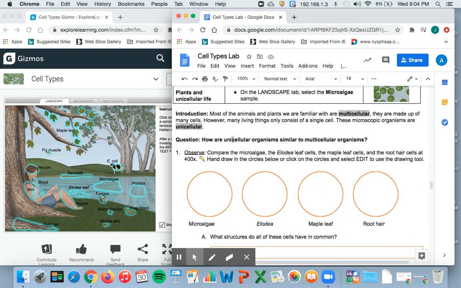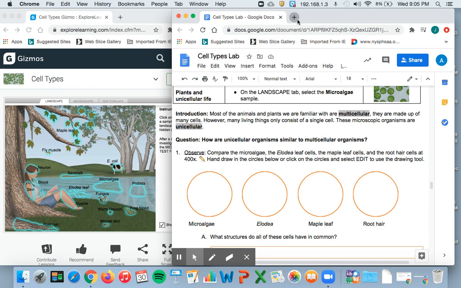It says, how are unicellular organisms similar to multicellular organisms? For this part, it's asking you to compare the microalgae, the Elodea, the maple leaf cells, and the root hair cells at high power, 400x. It's then asking us to hand draw in the circles or to use the drawing tool. I don't actually want you to do that. Drawings are important, and it's great to have sketches because they allow us to make our observations, but it's a little bit tedious to do this on the computer right now.